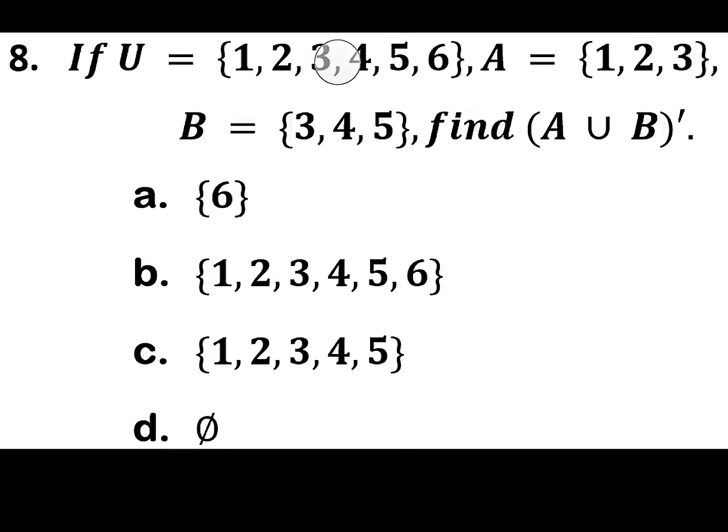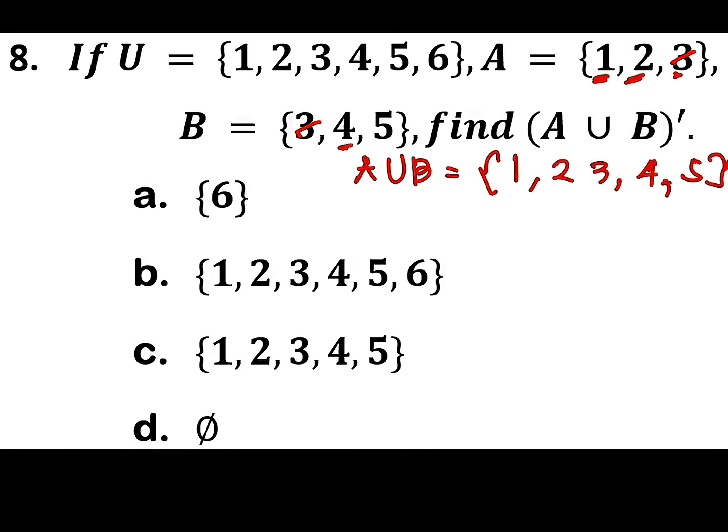Now for number 8, if we have the universal set, the set of 1, 2, 3, 4, 5, 6, and set A, the set of 1, 2, 3, and set B, the set of 3, 4, 5, find the complement of A union B. Remember, there is an apostrophe. So first, we need to solve inside the parenthesis, which is A union B, before we go to the complement. So A union B, we will write down all the elements coming from set A and B, which is 1, 2, 3, 4, and 5.